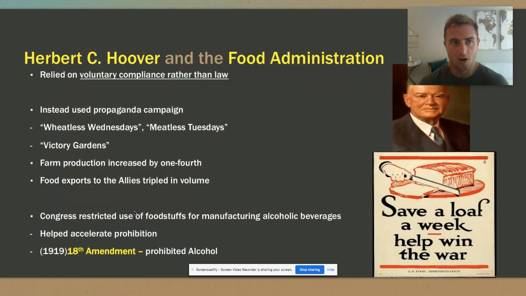Okay. About 6-7 more slides. Here we go. So more agencies in the federal government here.